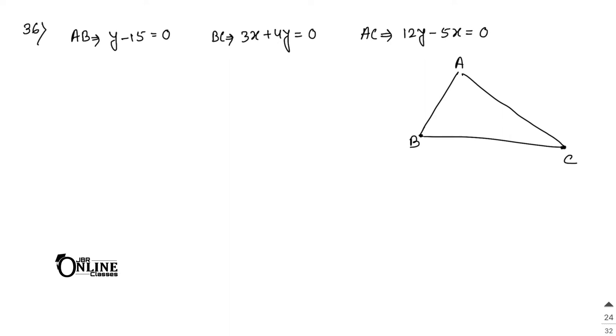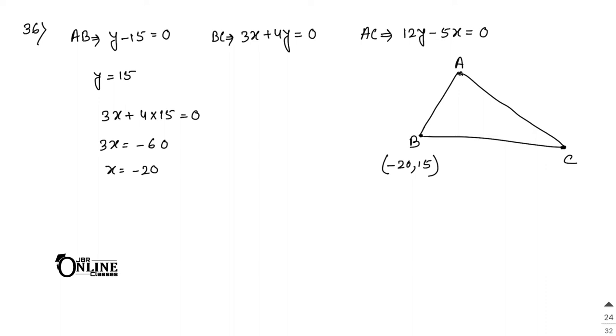So as here, first you find out the solution of AB and BC. As y equals 15, then from BC, 3x plus 4 into 15 equals 0. So 3x equals minus 60, then x equals minus 20. So the coordinate of B is minus 20 and 15. Clear? Okay.